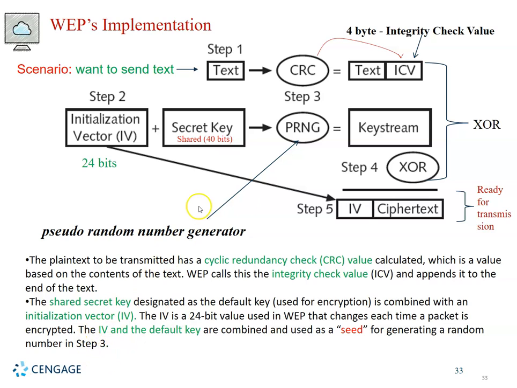So together, the initialization vector and the default key are combined and used as a seed for generating the random number here in step 3. So this is the seed right here that goes into the random number generator, so that we can XOR that with the actual plain text and the integrity check value.